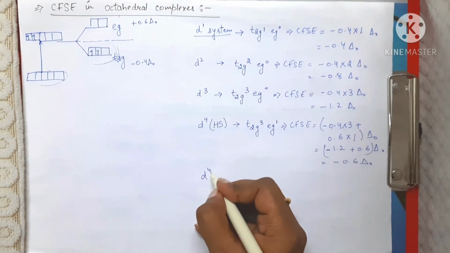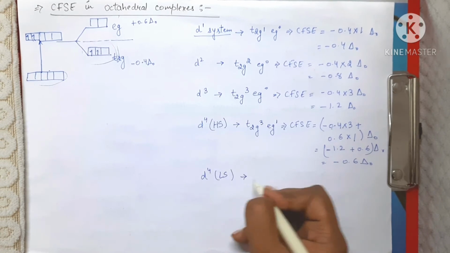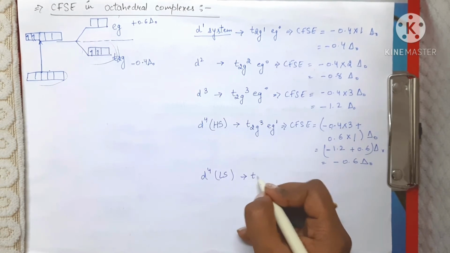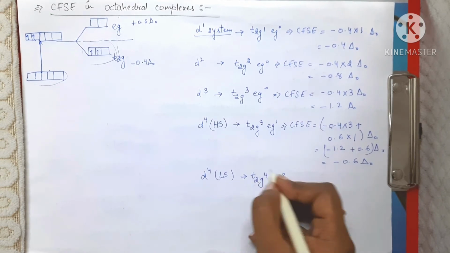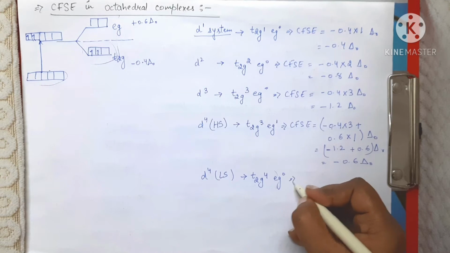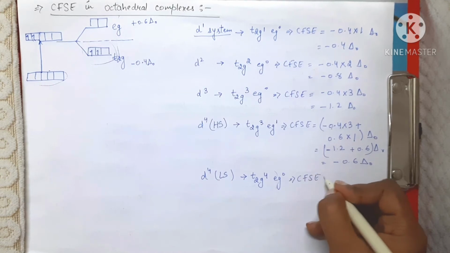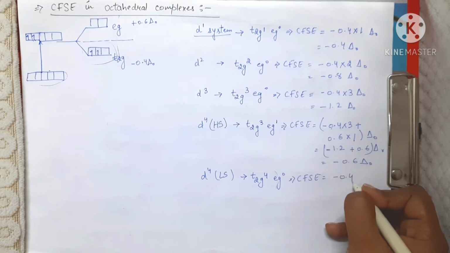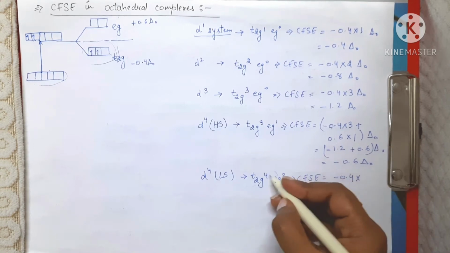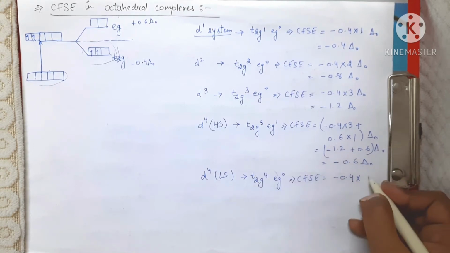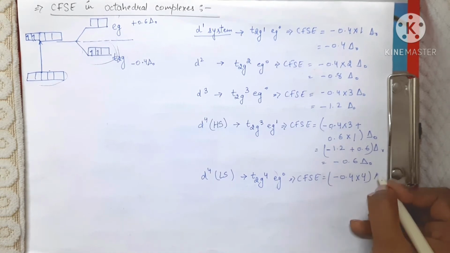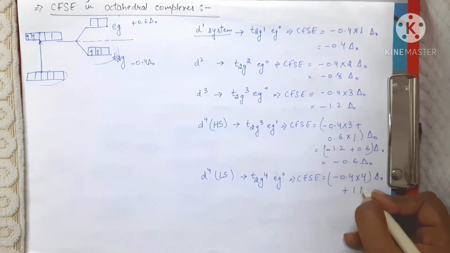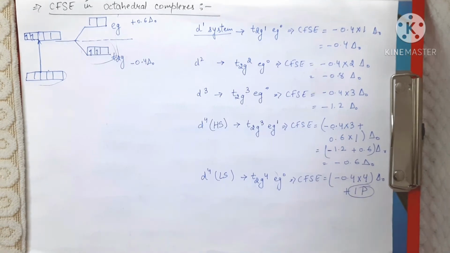For the d4 low spin system, the configuration will be t2g4 eg0. Here pairing will take place. So in this case the CFSE will come out to be minus 0.4 multiplied by the number of electrons present in the t2g orbitals, that is 4, into del O, plus 1 P. This is the pairing energy.